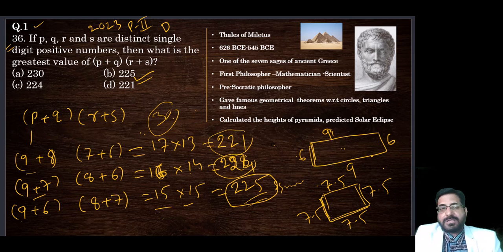Each side of the perimeter will become 15 plus 15. Then it will become a square. Then we can get the maximum area. That's what it means: 225 square meters.